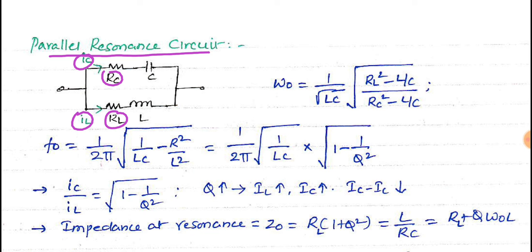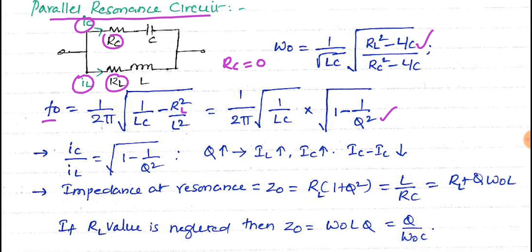Okay, omega naught is equal to 1 by square root of LC into square root of (RL square minus L by C) divided by (RC square minus L by C). So we'll neglect the RC value here. If the RC value is neglected, then I can rewrite it as F naught equal to 1 by 2 pi into square root of 1 by LC minus R square by L square, that is RL square by L square. That is equal to 1 by 2 pi square root of LC into square root of 1 minus 1 by Q square. The relationship between IC and IL is equal to 1 by square root of 1 minus 1 by Q square.